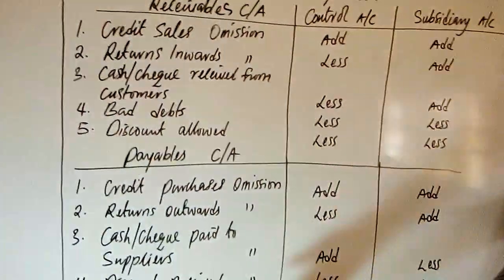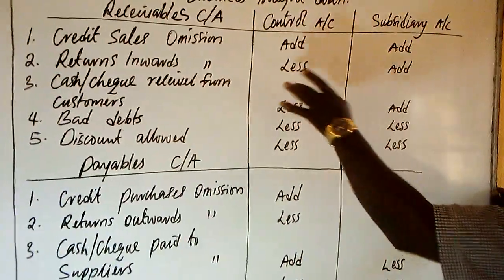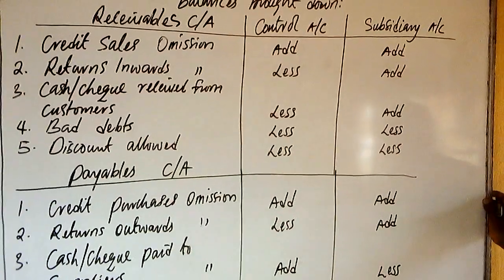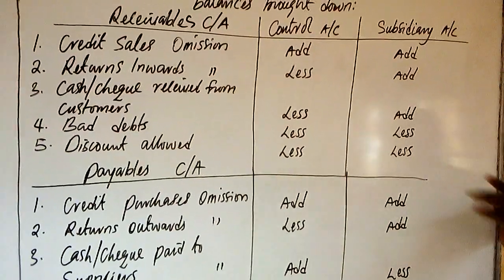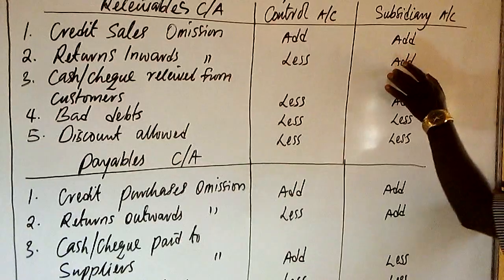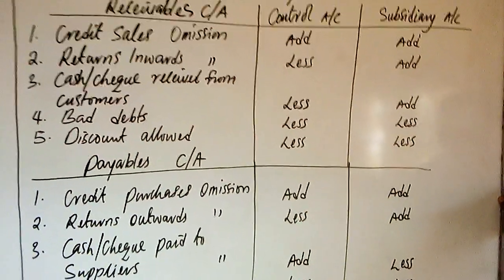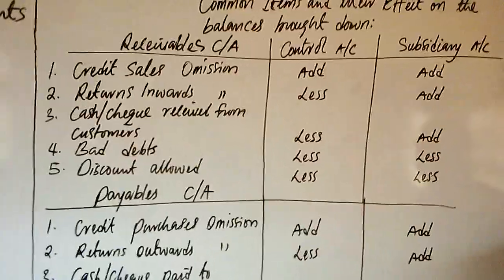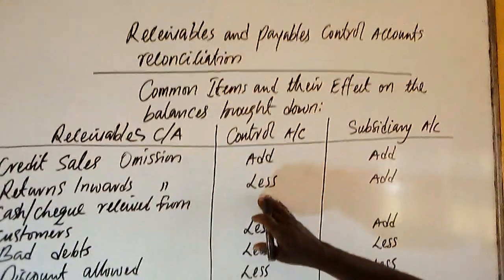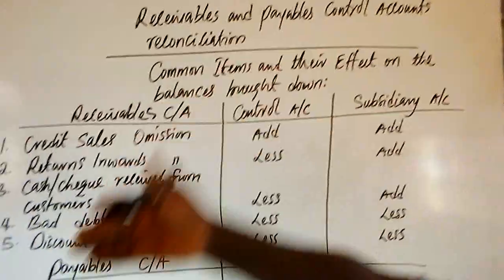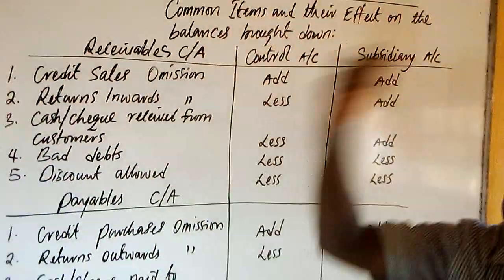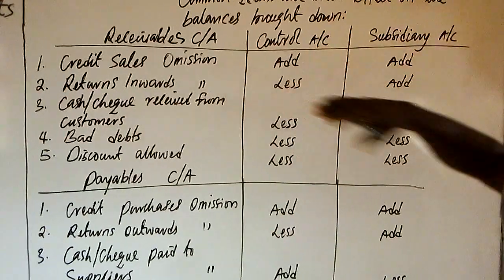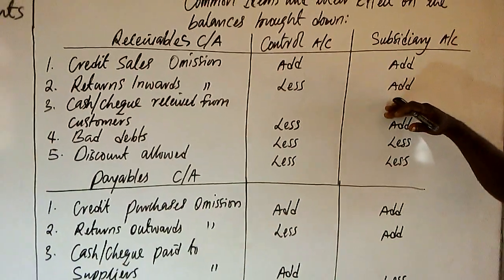So if return inward is omitted in the given account, it means such an amount should be deducted. You deduct it from the number, because it's supposed to be deducted in the control account and then be added in the subsidiary books. Because coming to the subsidiary book, return inward should be an addition. But coming to the control account, it means as customers take goods back to the business, it will reduce the value of the debts they are owing. So you deduct. But coming to the subsidiary account, you add.